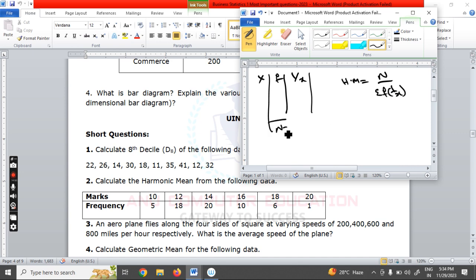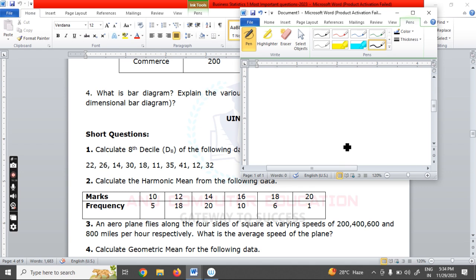N is nothing but the total of the frequency, so do the total of the frequency, and x are the values which are given for you. You do 1 by x for all values. Suppose the x value given is 10, you do 1 by 10 here and you write the answer. Next value is 12, so you write 1 by 12 for this. Now calculate all. After that you multiply f into 1 by x. Once you multiply, you do the total of f into 1 by x, and substitute this value and this value in the formula, you will get the final answer. So this is what you have to do.